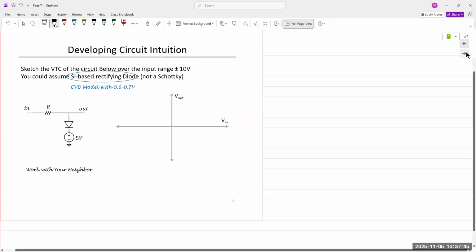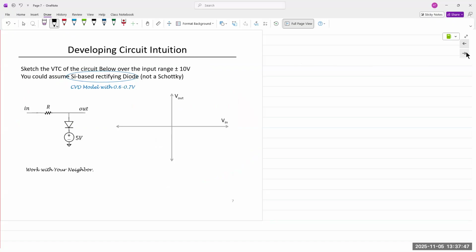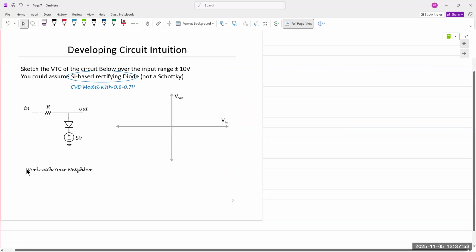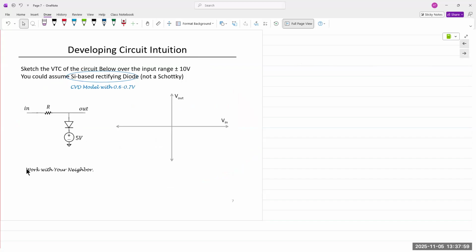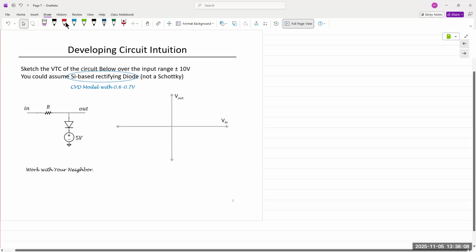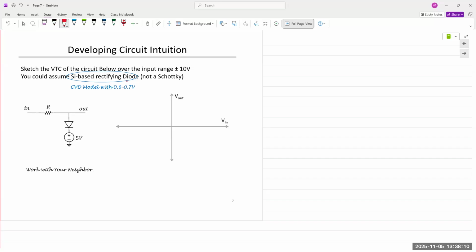Okay. Now, here it says work with your neighbor, but I'm going to work through the solution as we go along. So we have three circuits in the next three slides. You're asked to sketch the voltage transfer curve, or the voltage transfer characteristics, for each one of those circuits, assuming the CVD model with 0.6 to 0.7. Let's simply take 0.7.